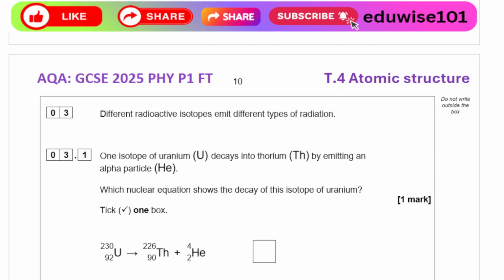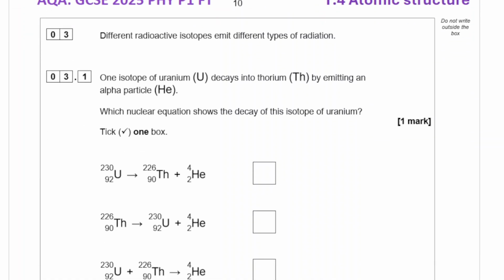In this video, I'm going to go through the AQA Physics Paper 1 Foundation Tier from 2025. Question number 3 is on the topic of atomic structure. Different isotopes, radioactive isotopes, emit different types of radiation. One type of uranium, U, decays into thorium, Th, by emitting an alpha particle. Which nuclear equation shows the decay of this isotope of uranium?